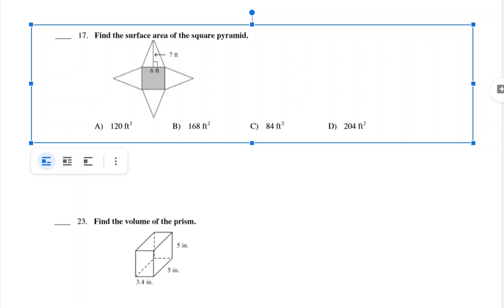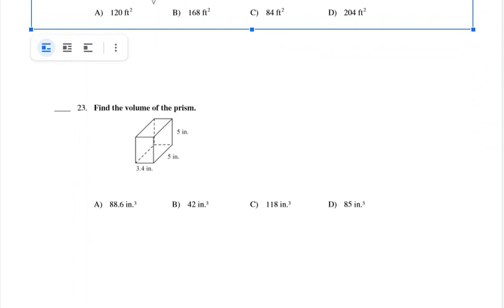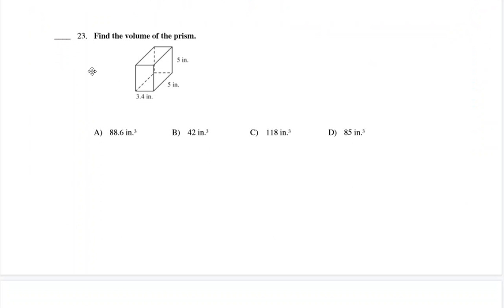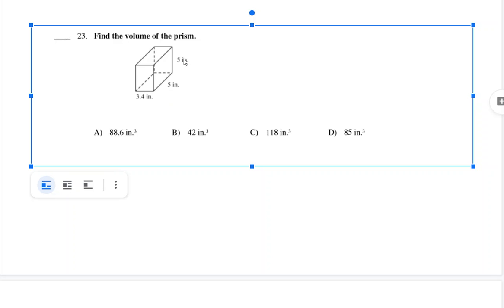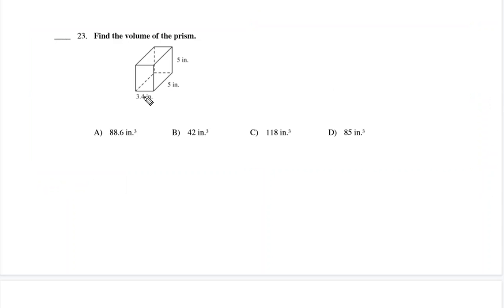Okay, next one. Find the volume. Volume requires three numbers, 1, 2, 3, and you are multiplying. Okay? So I have a 3.4, 5.5, 5.5. I'm going to multiply those three numbers, and that is multiply the length with the width with the height. And that's your answer.